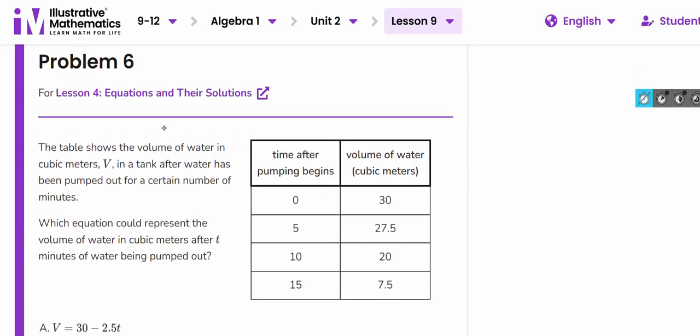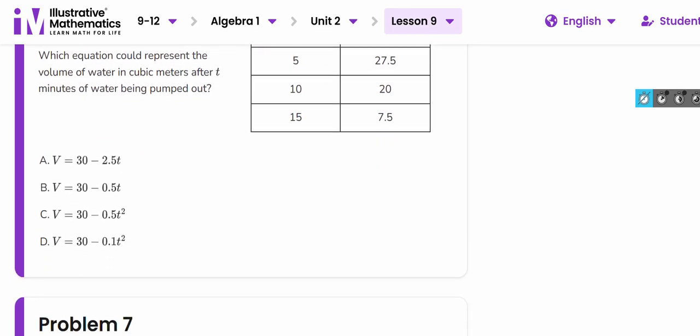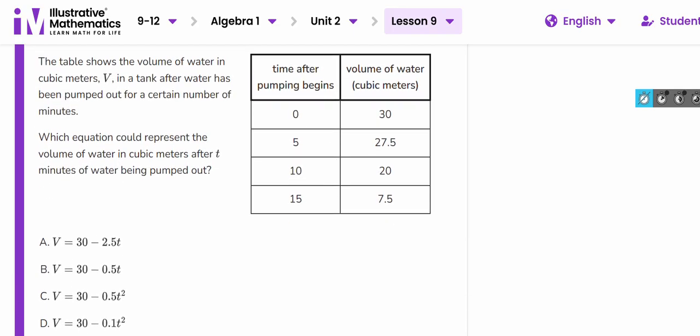Problem number 6 is lesson 4, equations and their solutions. It is a quick question, so we're going to do this one. The table shows the volume of water in cubic meters V in a tank after the water has been pumped out for a certain number of minutes. Which equation could represent the volume of the water in cubic meters after t minutes of water being pumped out?